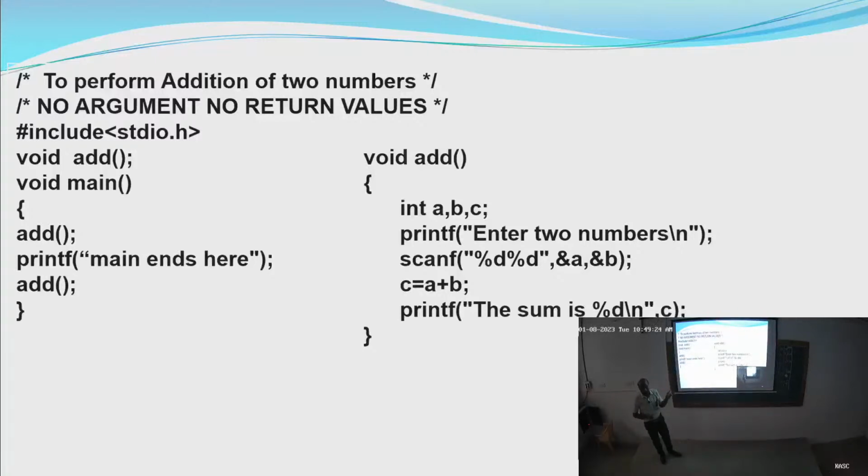Add is the name of the function. Here we declare the function, that's all. The compiler can understand there is one function declared which is named add. After we execute the program, execution starts with the main function.